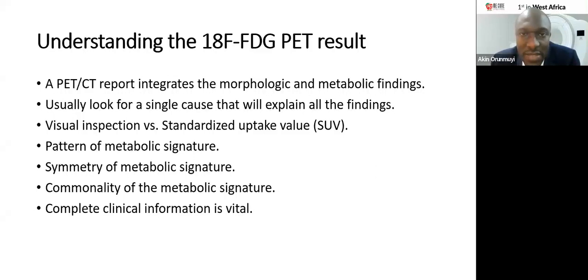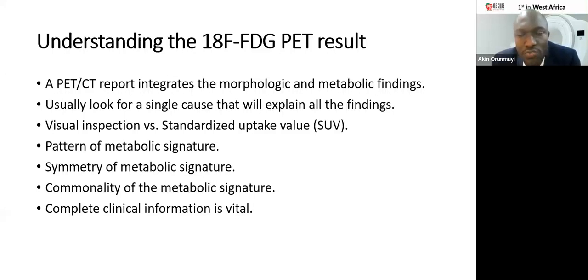And we look at the symmetry. If it's symmetrical, it's most likely to be non-tumors because cancers are rarely symmetrical, except if it's diffuse lung metastasis. Most things are usually on one side if they're malignant. So we try and look for things that are common in different cancers, prostate, breast, and all that.